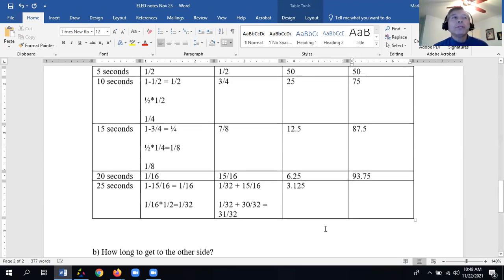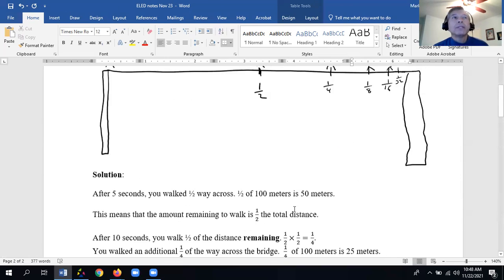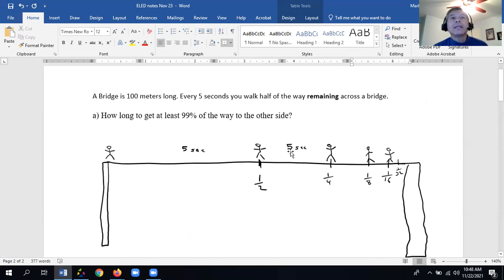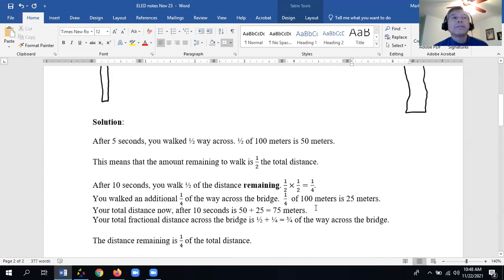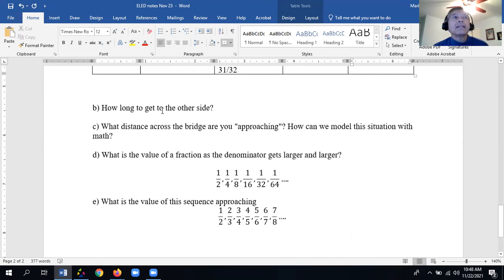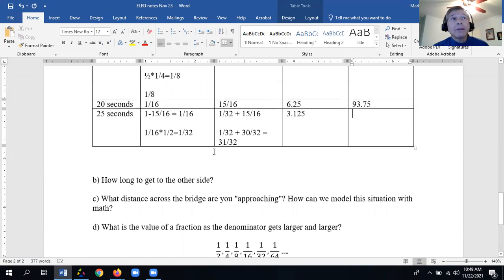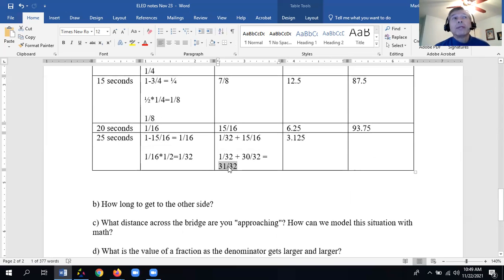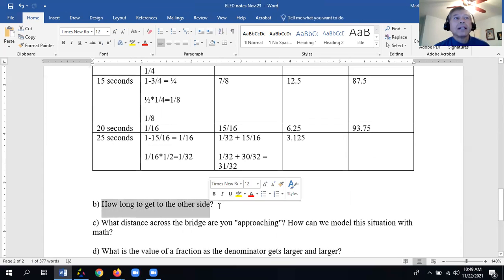So using this table and using what this lesson was about, this idea of fractional distance going across, which is good practice with fractions, good ideas that lead on to other topics in math, such as limits, we can answer these questions. So how long does it take to get to the other side? Well, think about these fractions here a second. When you get to the other side, you have to cover one whole distance. And you can see that all these fractions are less than 1. And in fact, will it ever equal 1? So maybe a better question than how long does it take to get to the other side should be, will you ever make it to the other side?